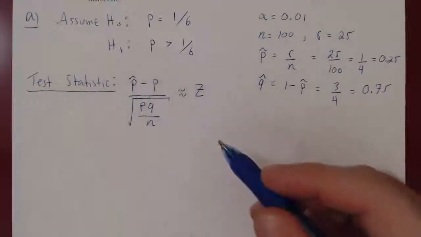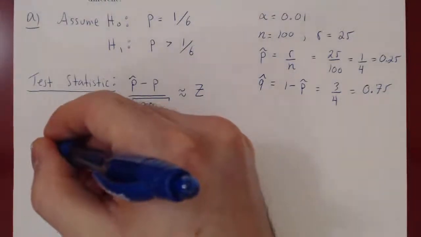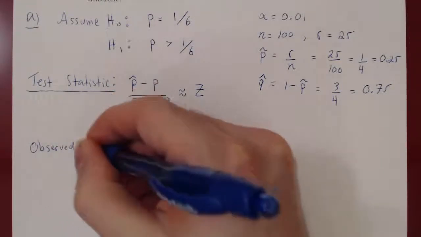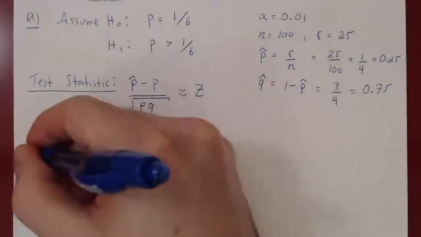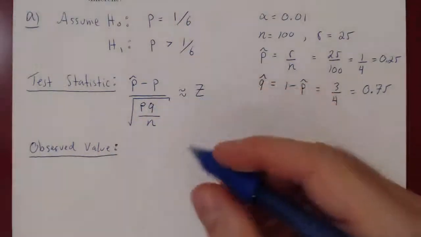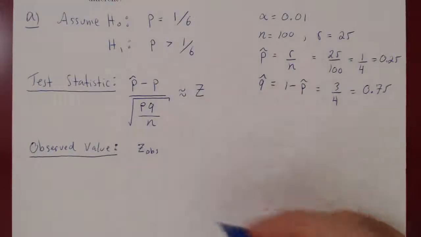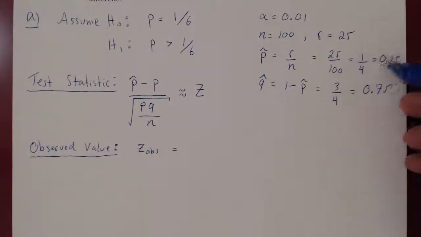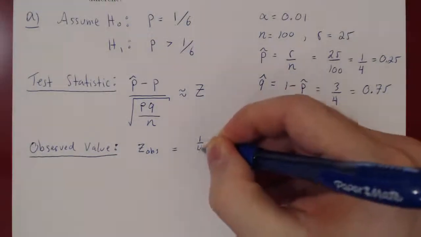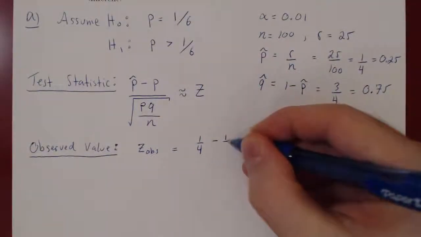Well, we have our test statistic. Let's compute our observed test statistic. Because we are observing a z-score, we'll write lowercase z subscript OBS for an observed value of a z-score. What is our p hat? It's a quarter, or 0.25. So you can just write 1/4 minus p, which is 1 over 6.